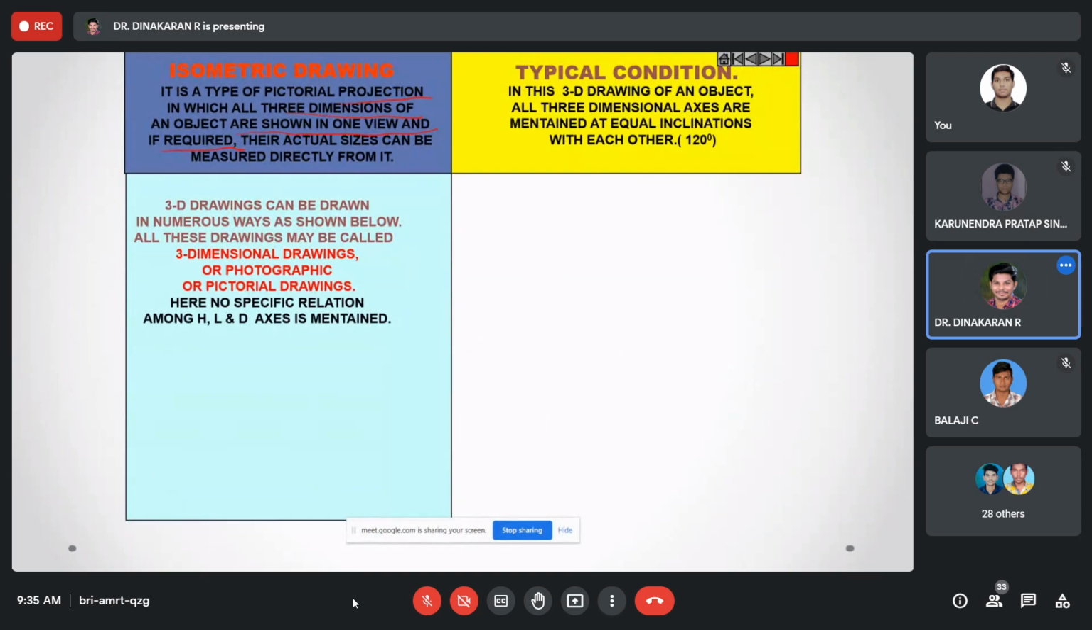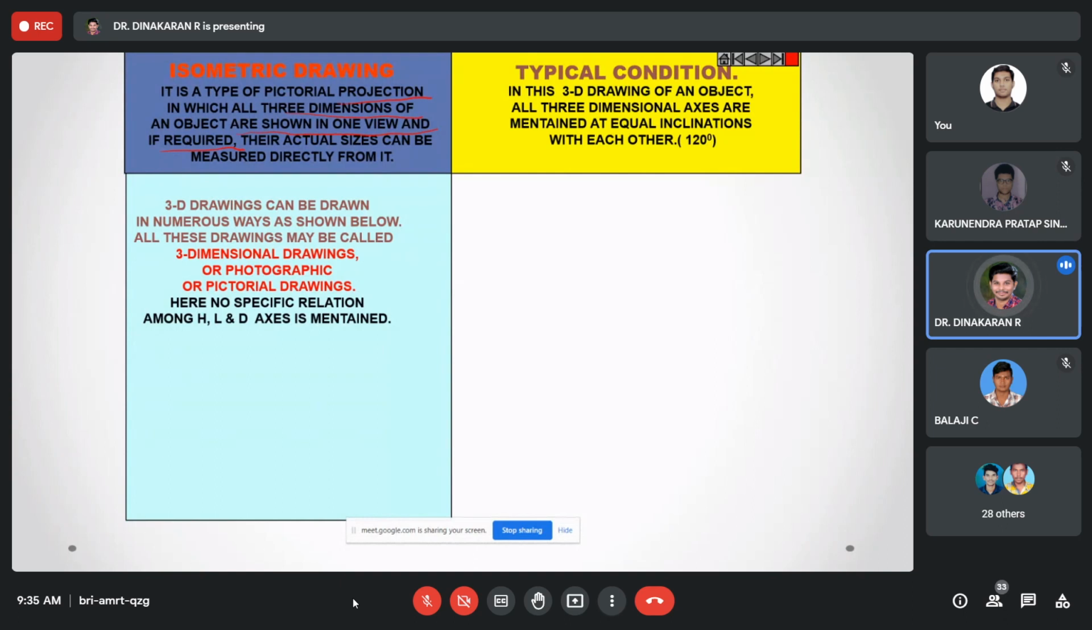Based on the dimension, the question they will ask is to draw an isometric view. Isometric view means the dimensions we view directly, because what our eyes view we can get directly. But for projection, the dimension will be reduced. So for that we need to go for reduced dimension. We need to multiply with 0.82.